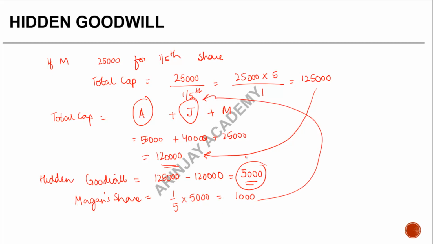Since nothing is given, we are assuming that they were sharing profits and losses equally earlier, and they are sharing it equally even going forward out of the remaining one. So the ratio between them remains the same, or in other words, their sacrifice is also equal. So we will pass the entry debiting Magan's capital account by rupees 1000, crediting Anand 500 and Joy 500, right?